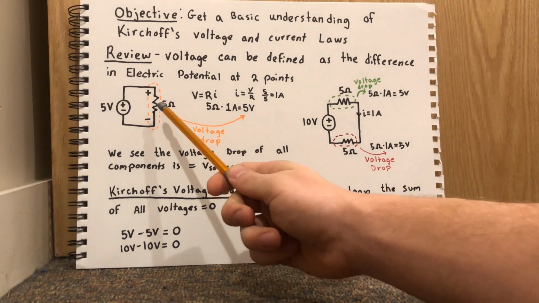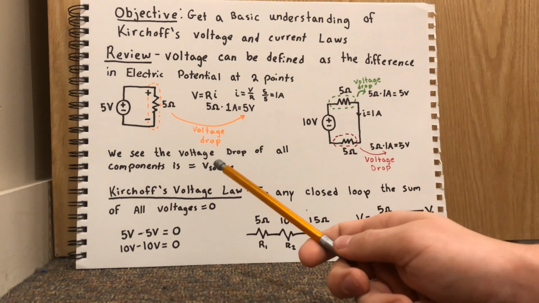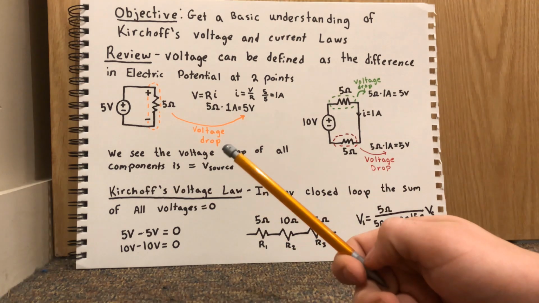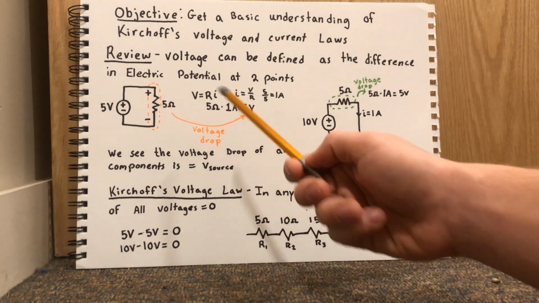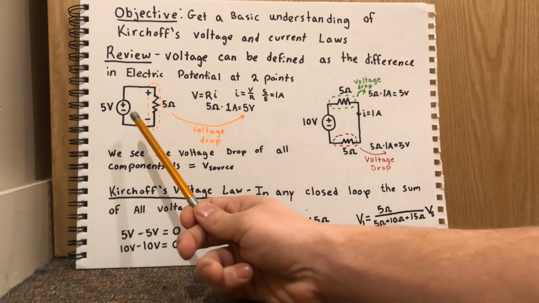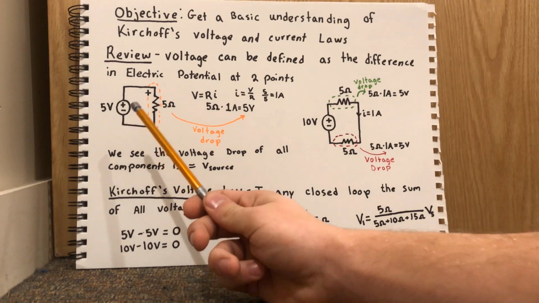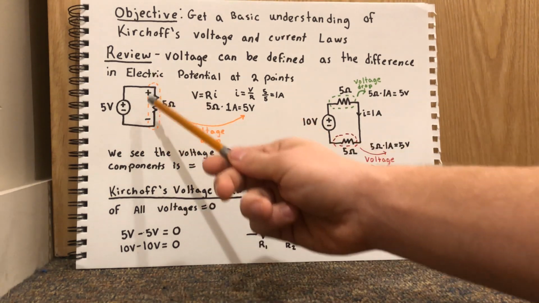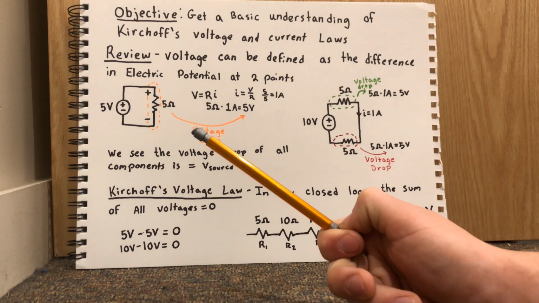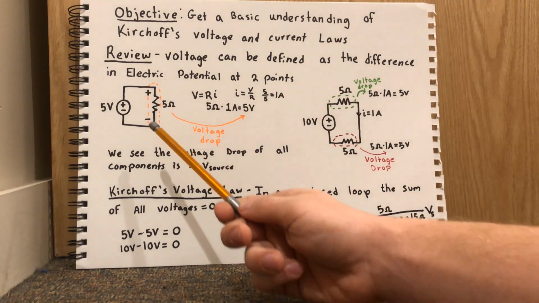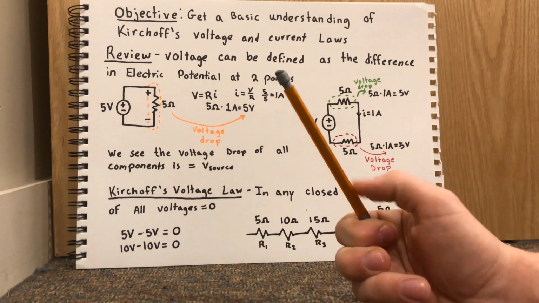So now we have a resistance and a current, so we can calculate the voltage at this point. And we end up finding that this voltage here is 5 volts. Since our source voltage is 5 volts, that means it's dropping 5 volts right here, and this is the potential difference between these 2 points.